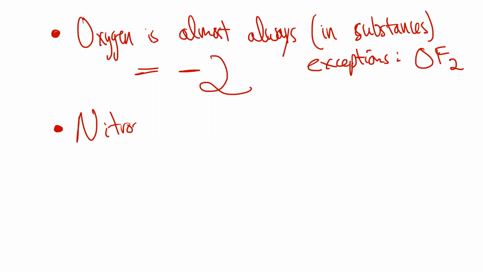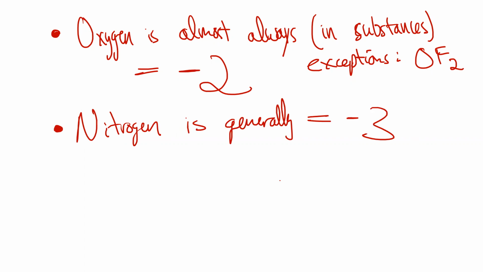Generally, nitrogen, unless paired with anything more electronegative than it, which is going to be either oxygen or fluorine, because nitrogen is essentially the same as chlorine, nitrogen is generally, aside from those exceptions, equal to -3.